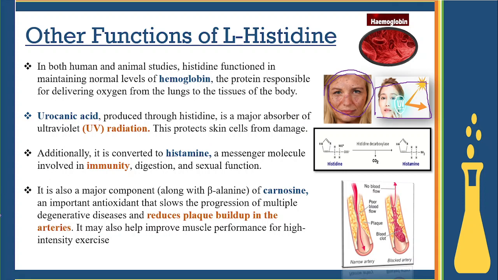Additionally, it is converted to histamine. As I told you earlier, histamine is a very important messenger. Moving ahead, it is an important component of carnosine. Carnosine is an important antioxidant that slows the progression of multiple degenerative diseases, which involve plaque buildup.